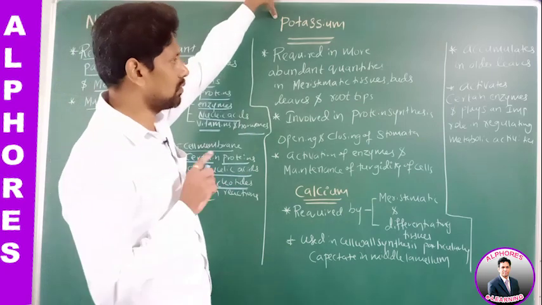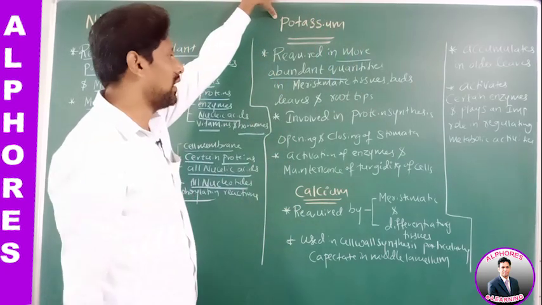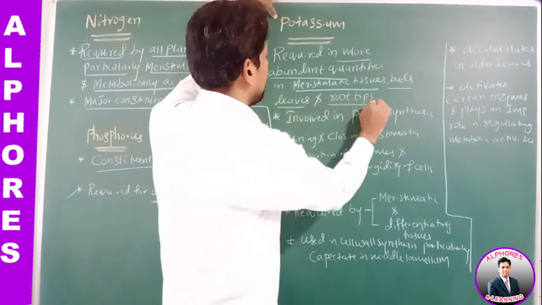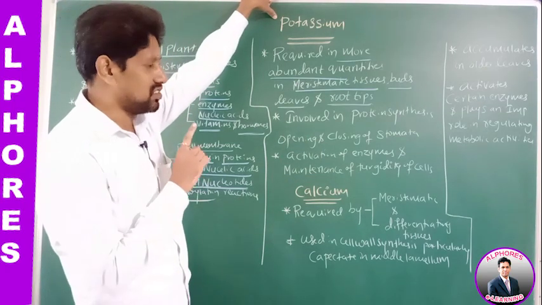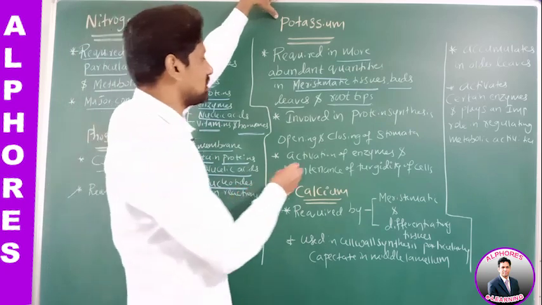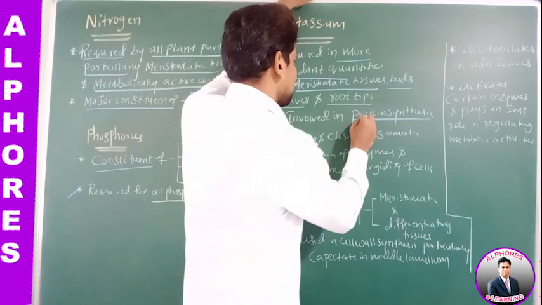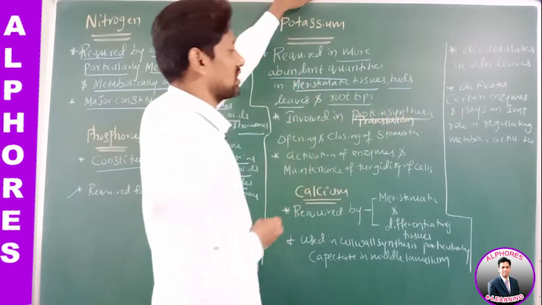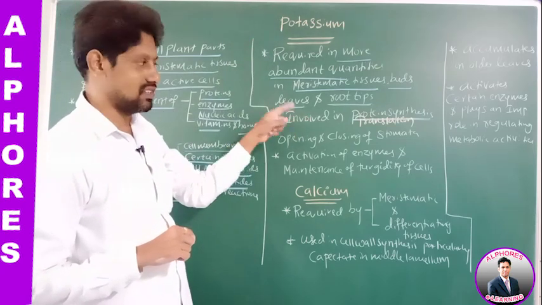Now go for potassium. Sir, this potassium is required in large quantities. Right, required in large quantities by meristematic tissues, buds, leaves and root tips. Sir, this potassium is involved in protein synthesis. Involved in what? Protein synthesis. Sir, protein synthesis is also called translation. What is it called? Translation. Not transcription, it's translation. Therefore, potassium is involved in protein synthesis, that is translation.